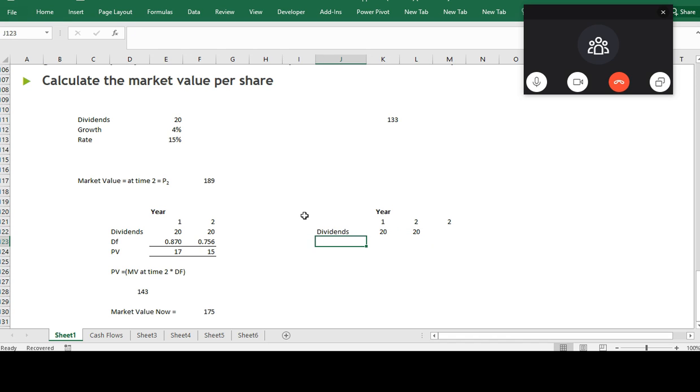What we are going to get in the second year, how much is it today? Then the market value of this particular share, which we assume is still ex-div, the market value of the share in the second year, which is how much? Which is 189. Do it in this way, then you won't have problems.